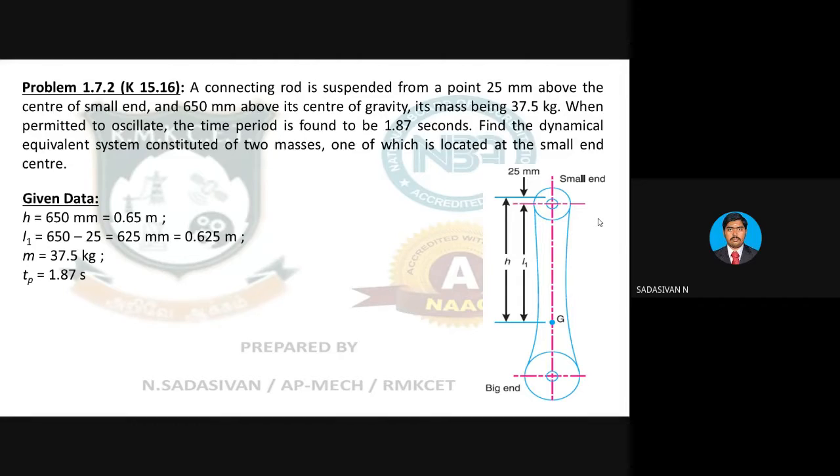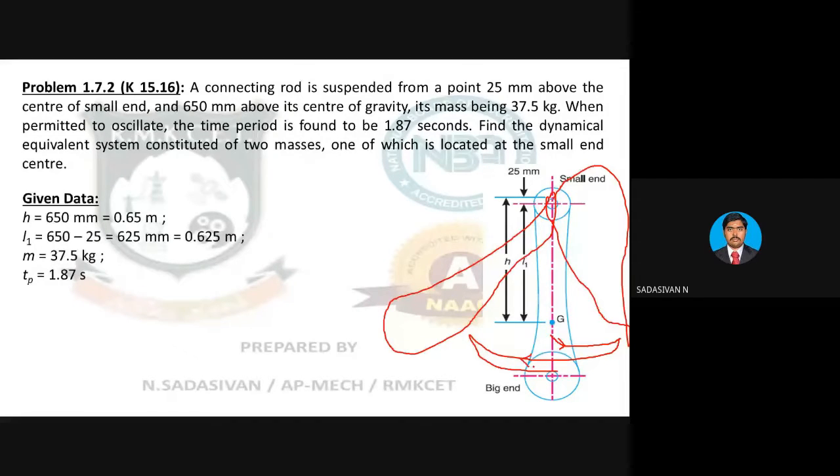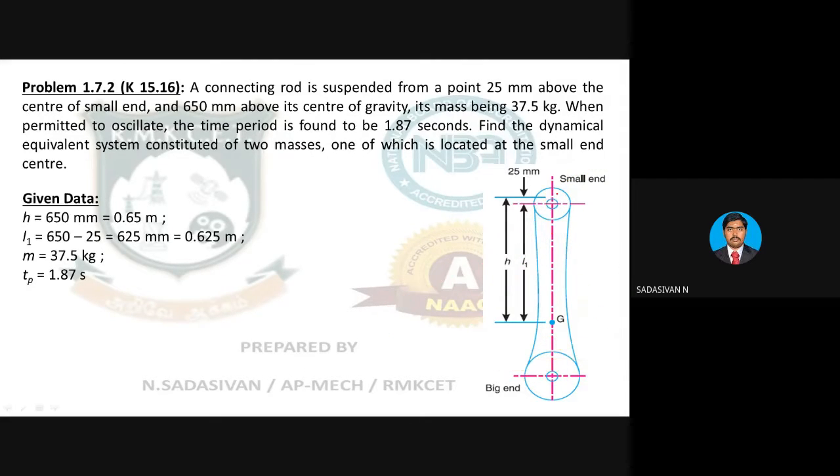If the connecting rod starts oscillating about this point, it moves like this to one end, and then completes one period of oscillation: right extreme, left extreme, and then back to the center. The time taken for this travel is called one period of oscillation. This time period of oscillation about a point 25 mm above the small end center is given as 1.87 seconds. Now I am going to find the dynamically equivalent two mass system.